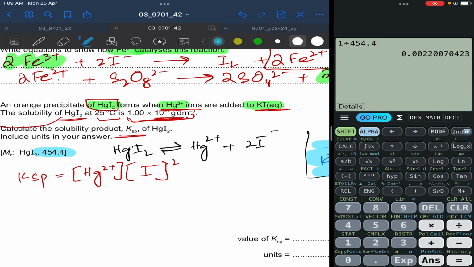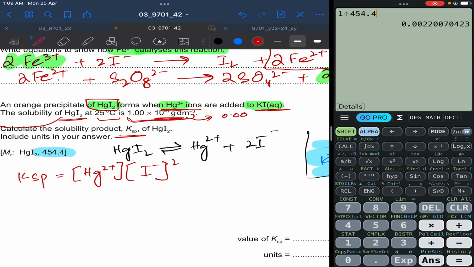So this is 0.0022, or 0.0022 into 10 power minus 7, or 2.2 into 10 raised to power minus 10. Right, minus 7 and minus 3, that would be equal to minus 10. So this is the concentration in moles per dm cube.